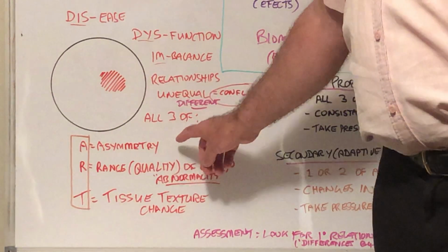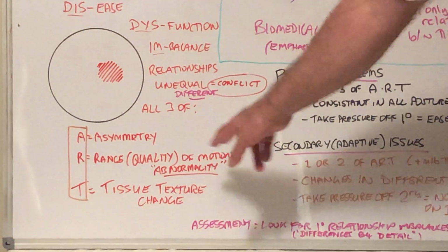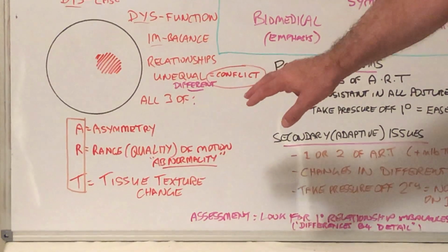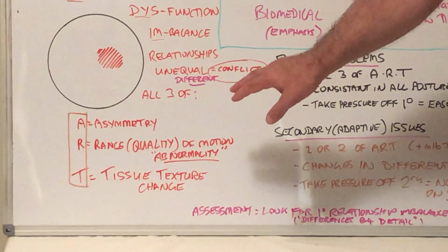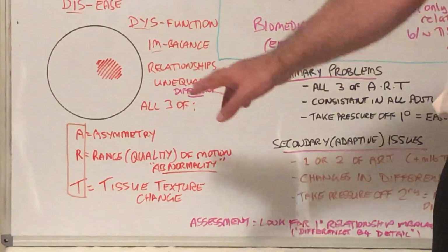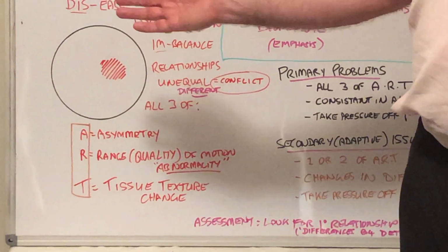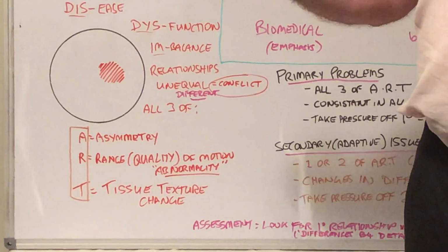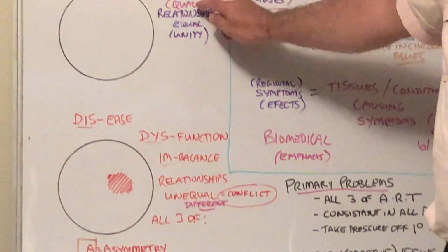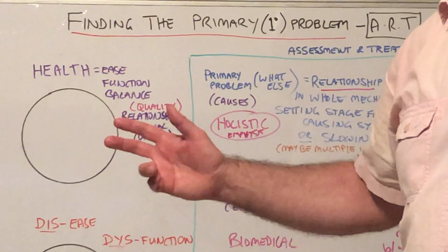So A represents asymmetry, range / quality of motion abnormality. Now the reason I've got quality emphasized there, and I have talked about this before as well, is because in the original books it said range of motion abnormality, but people focus on range, and range doesn't mean anything. It just tells you something's limited, not why. It's the actual quality of movement that tells you how it's functioning, because remember this definition of health? The relationships have a healthy quality. Whether it's limited or not doesn't matter.